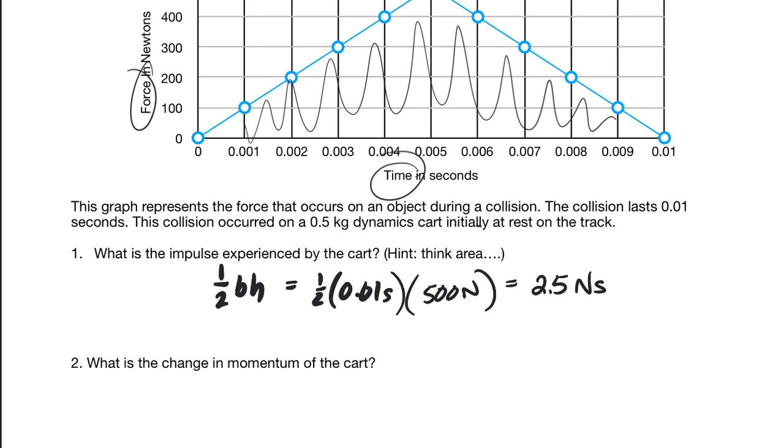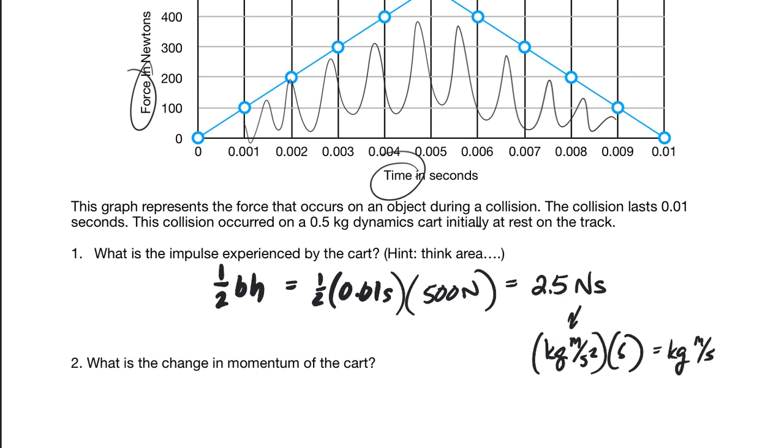Newton seconds is another way of saying kilograms meters per second. It could be used as a unit for impulse. I've never seen them use it as a unit for impulse on the AP1 exam. That doesn't mean they can't. But clearly, a Newton is kilograms meters per second squared times seconds. The seconds would cancel here, and this would be kilograms meters per second.